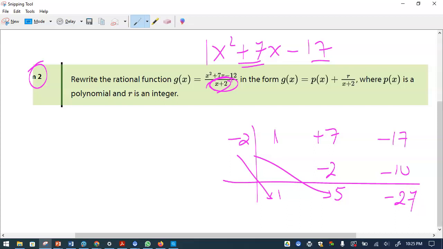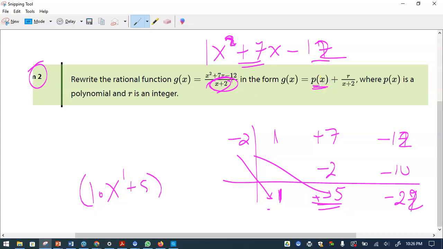Sorry, this is 12 here. So this is 12, and it becomes 22. Because the numerator was degree 2, now the new polynomial will be degree 1. That means it will be 1 times x raised to 1, and then plus 5.